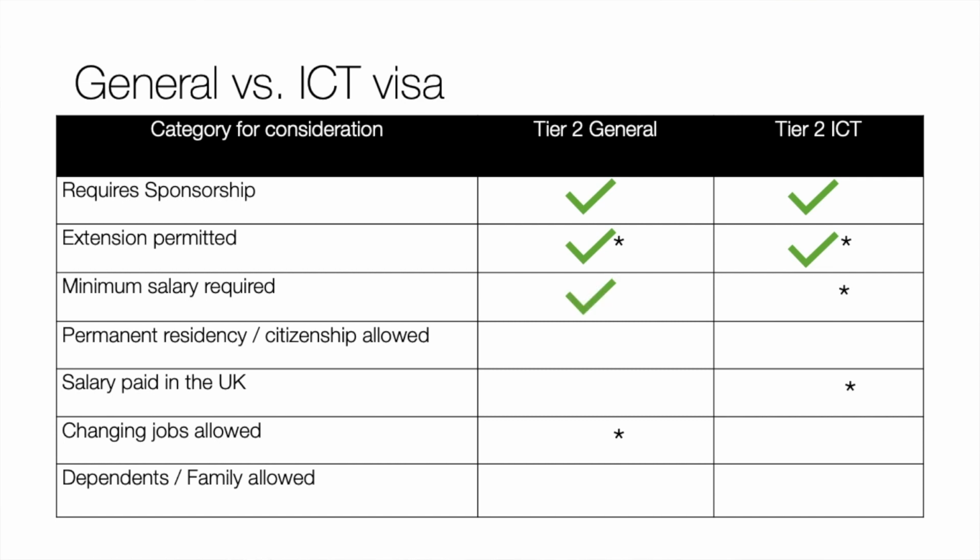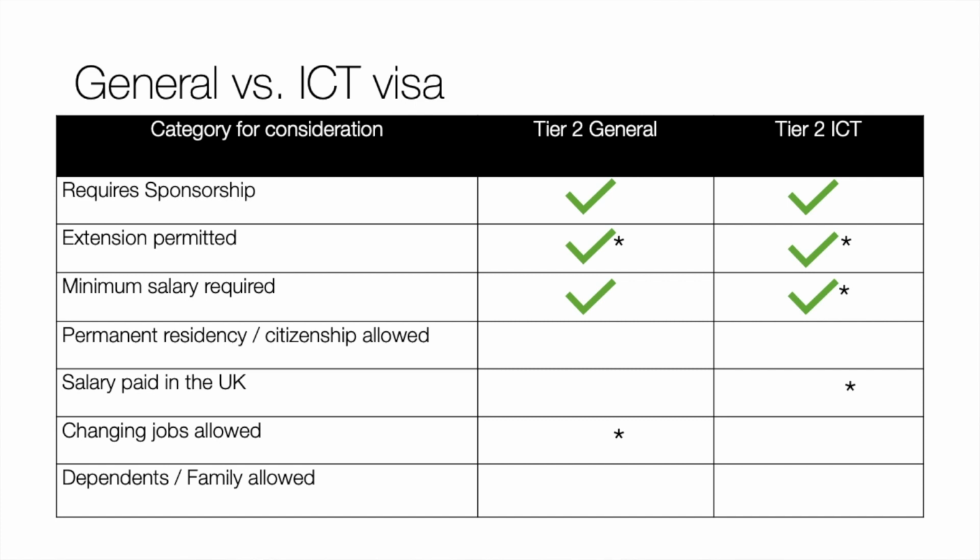The next bit I'm going to talk about is whether there's a requirement for a minimum salary on each one of these visas. As you can see, both of them require a minimum salary. So the last one I checked on the UK Gov website, the minimum salary requirement for the general visa is about £30,000 at the moment. Of course, this varies month on month, and it's subject to change. So this video is obviously being recorded in June 2020. If you're watching this later, the requirements may have changed.